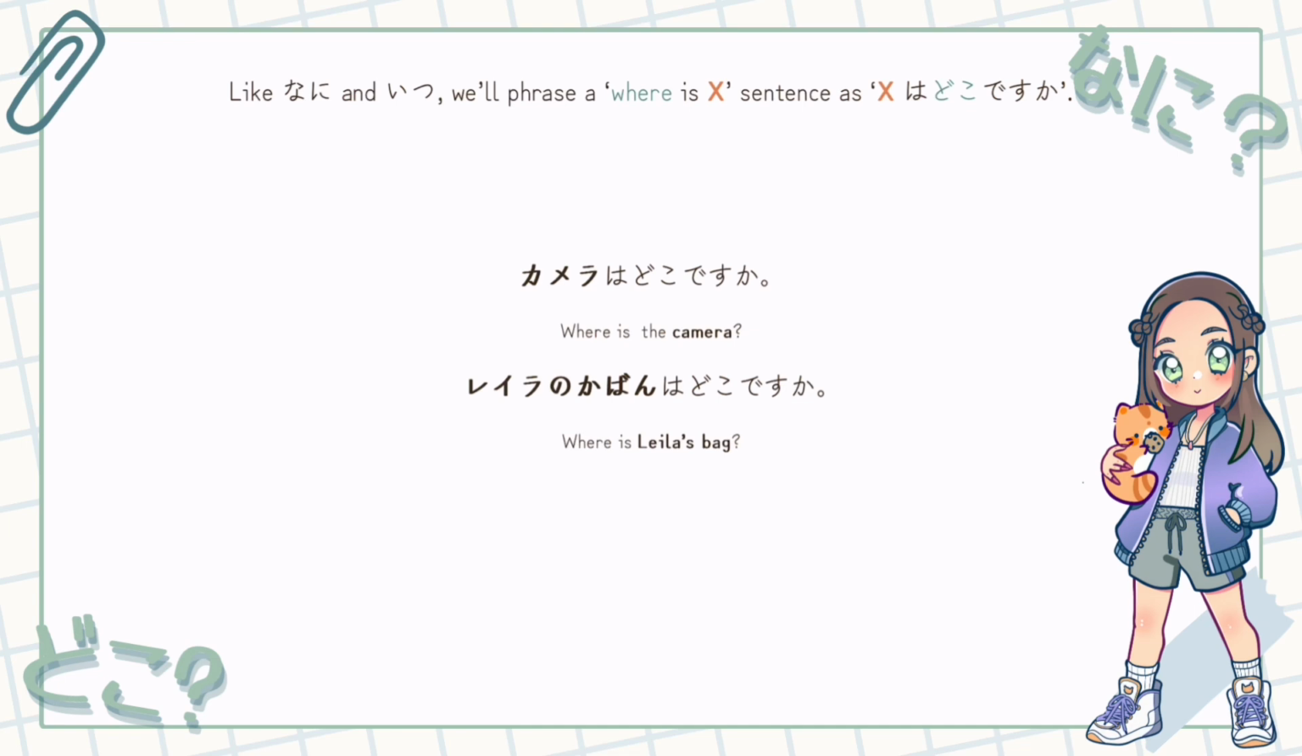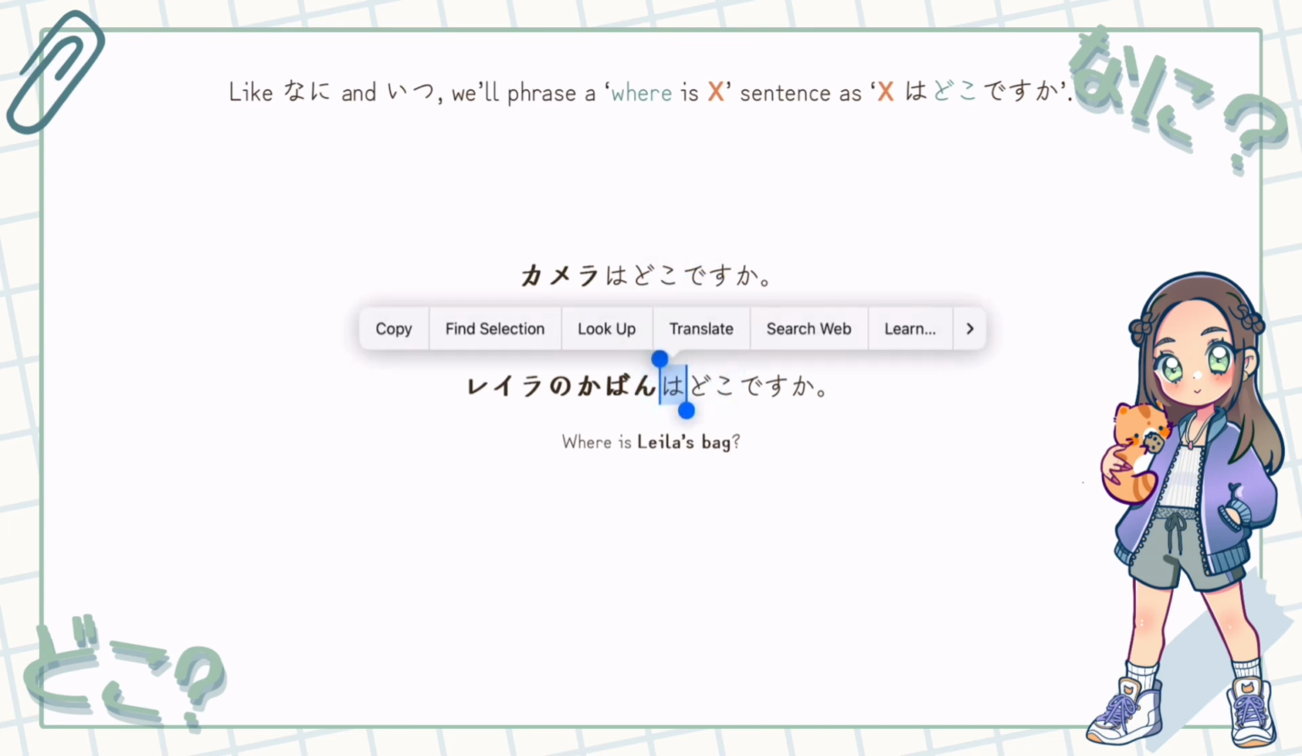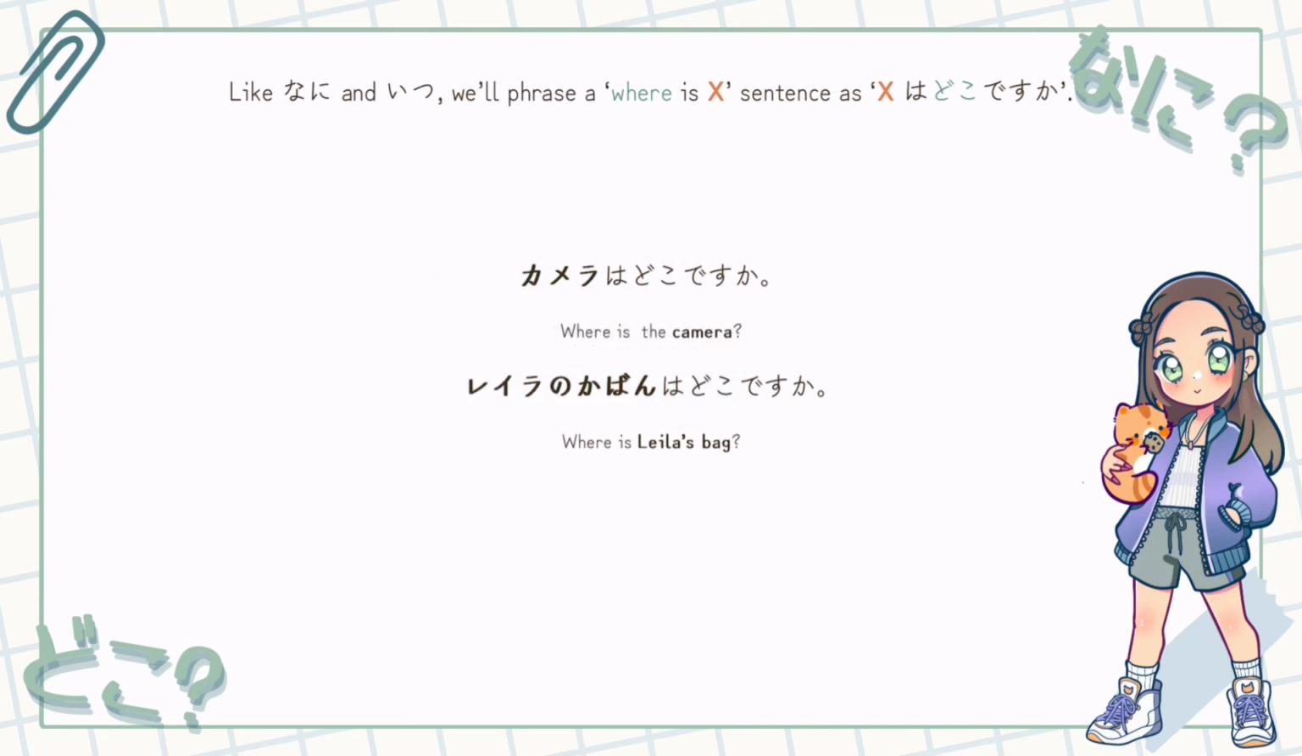Where is Layla's bag? I'm still a big fan of translating wa as "as for" as a beginner. As for Layla's bag, where is it? Everything before this lovely little wa particle is the "as for." As for Layla's bag, where is it? I think it gives it some relation to English, which helps a lot of English speakers. So yes.